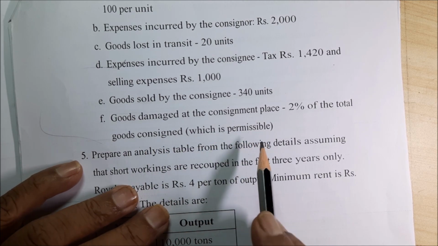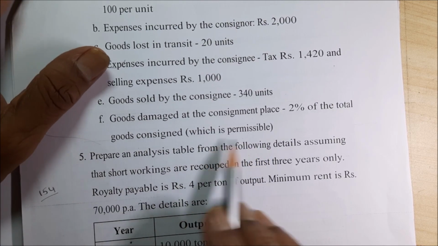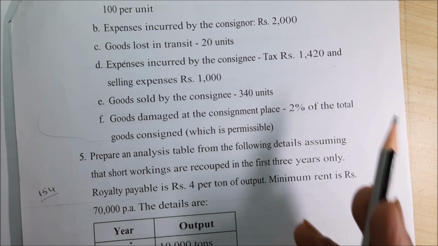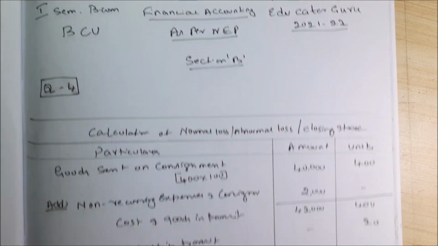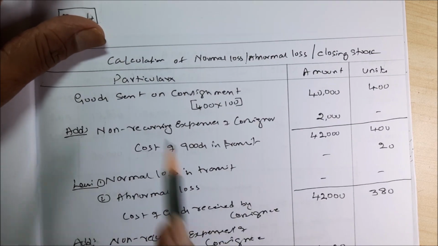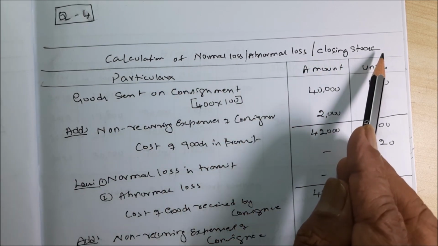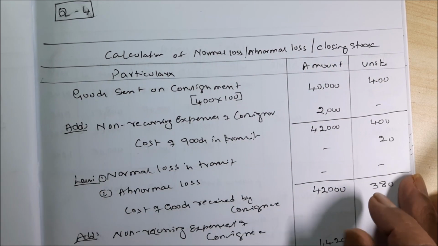So permissible means it is very simple. That means you can take it as normal, right? Permissible means that in transit, some percentage of goods you are going to lose because it is glassware. Then how to work it out? It is very simple. I have written the calculation of normal loss, abnormal loss, closing stock. Everything you can find in one statement.